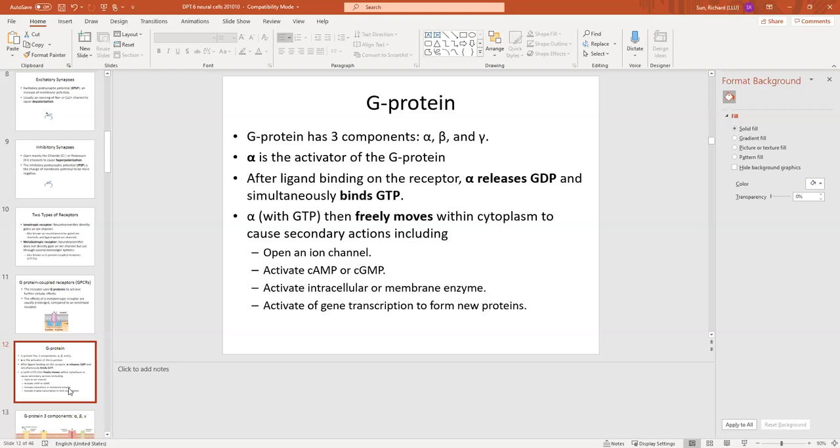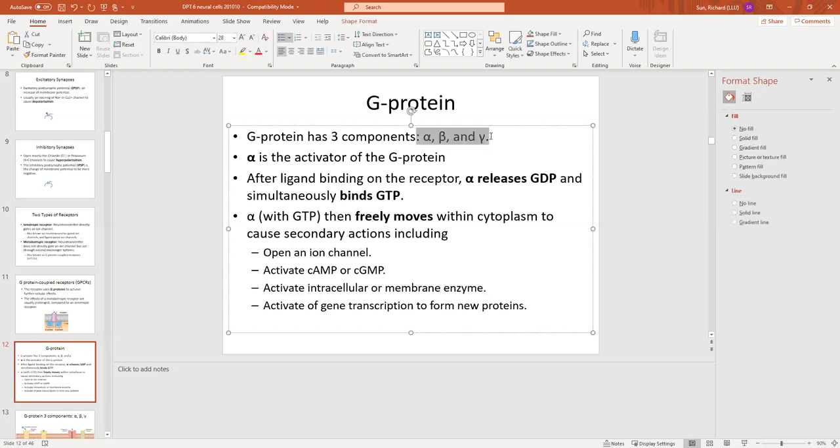What you really need to know is the three components: alpha, beta, gamma. G protein has how many components? One, two, three, four, five, six, three. What are the three? Alpha, beta, and gamma. So that's the first thing you need to know. The second thing you need to know is which one is the activator? It is the alpha. Alpha is the activator. Beta and gamma are not that important compared to the alpha. They are also important, but not as important as the alpha.